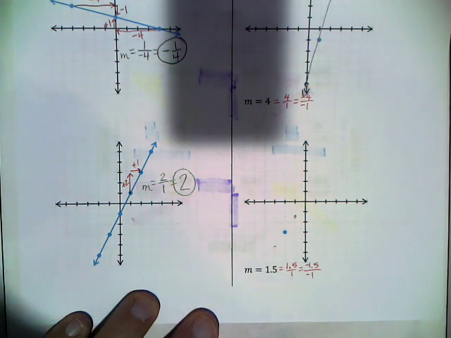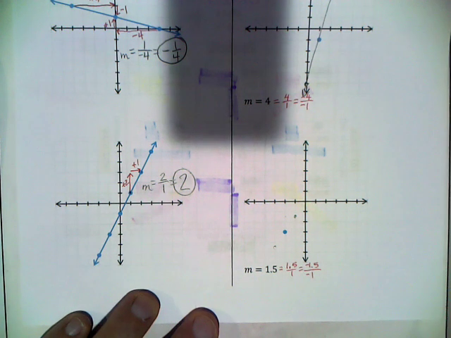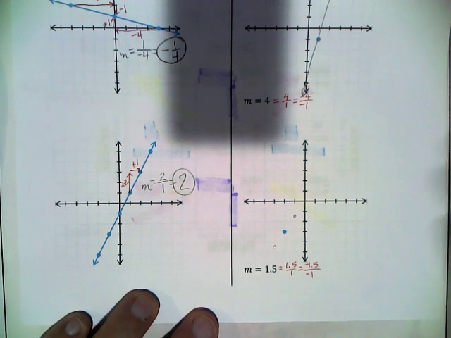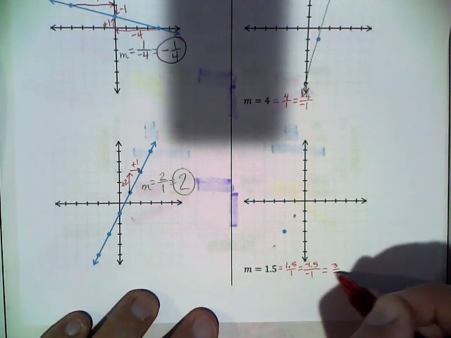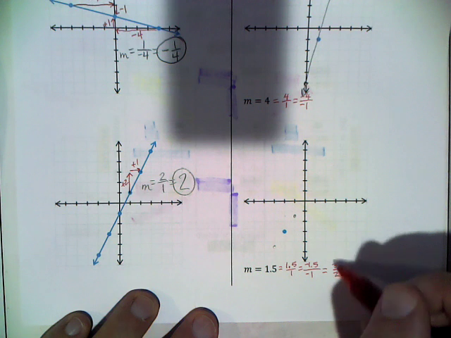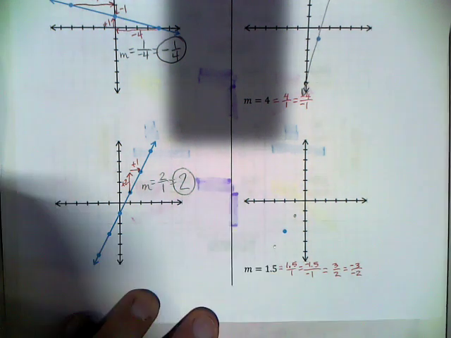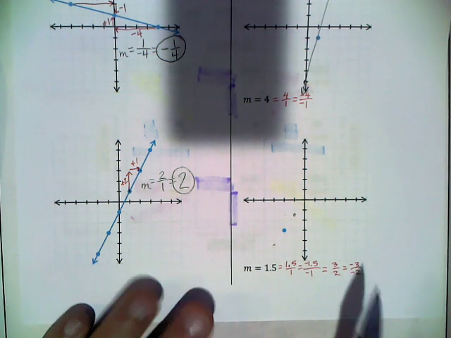Or there's another option here. You can take this 1.5 over 1, or just this 1.5, and reimagine this as a typical fraction. So multiply this by 2 over 2, or just realize that this is 1.5. So what is that? 3 halves. And of course, if it's 3 halves, that's the same as a negative 3 over negative 2, because the negatives would cancel.